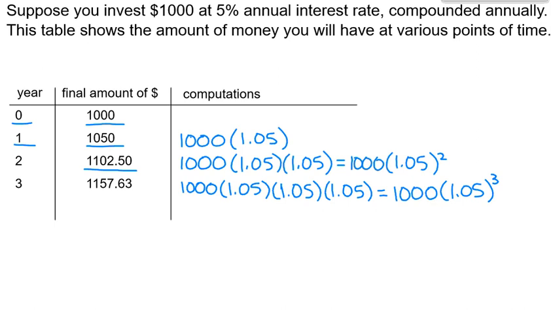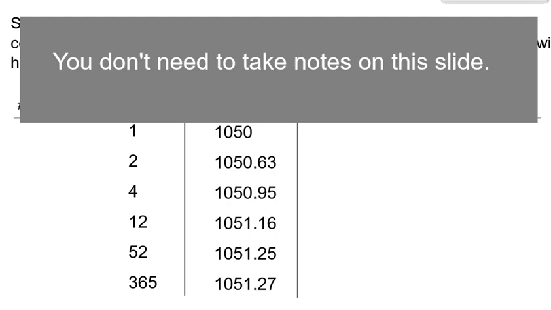So earning interest on your interest is what compound interest means. You have earned money, but you leave it in the bank. It earns interest, and then you get more and more and more. Again, you don't need to take notes on this slide either.